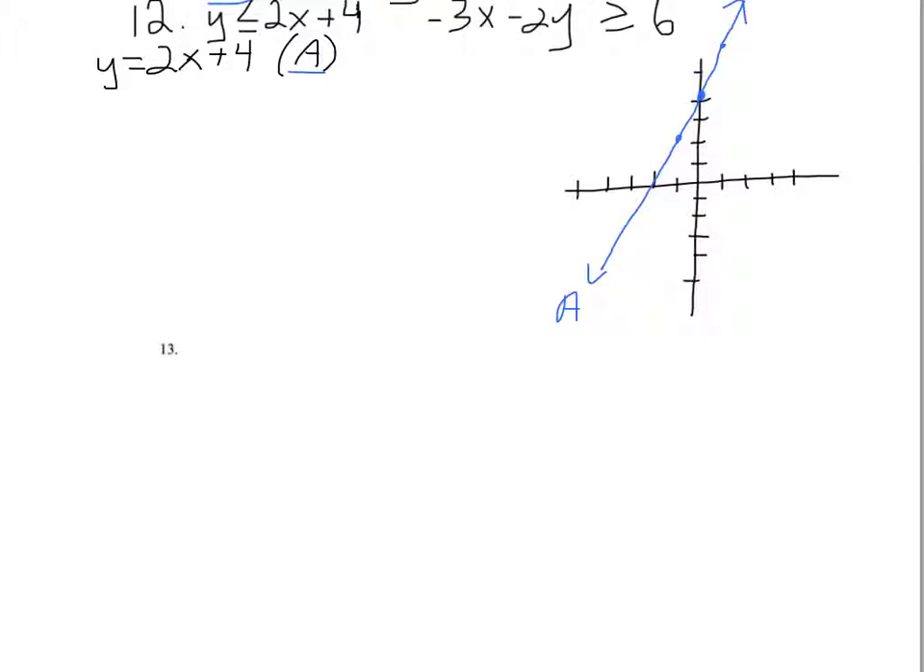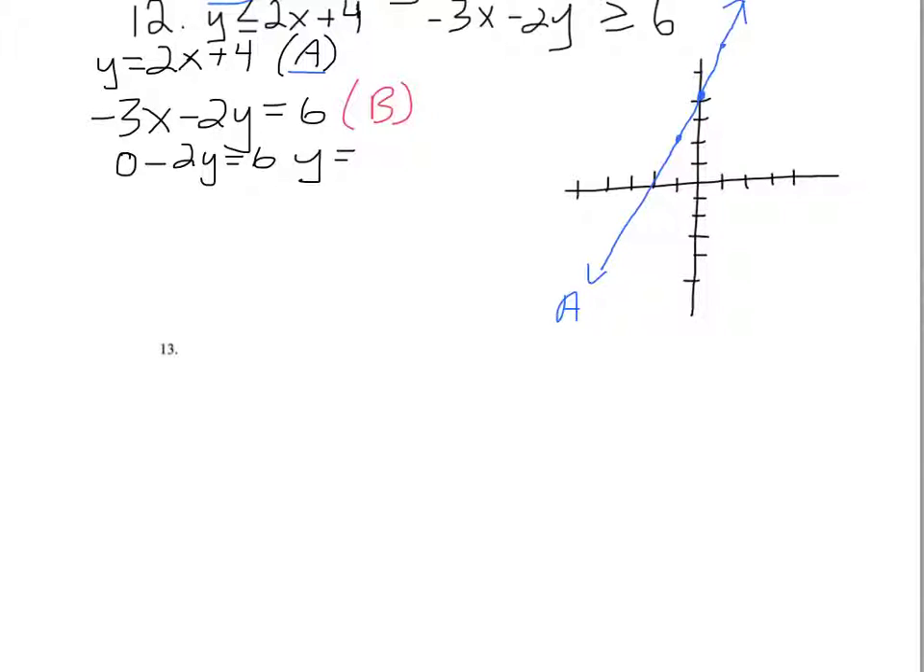Now I'm going to go ahead and graph the second equation. Now I recognize that negative 3x minus 2y, I can make it an equality. I'm going to label this one, I'm going to color it red too. I'm going to label it B. Because 3 and 2 both go into 6, I'm going to graph this one by plugging in 0 for x and then 0 for y. When I plug in 0 for x, I get 0 minus 2y equals 6, or y equals negative 3.